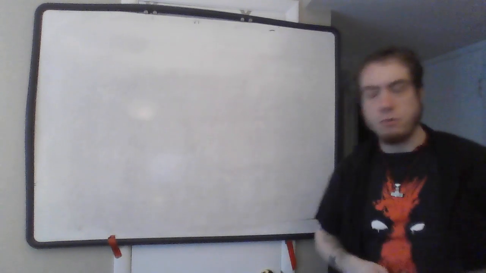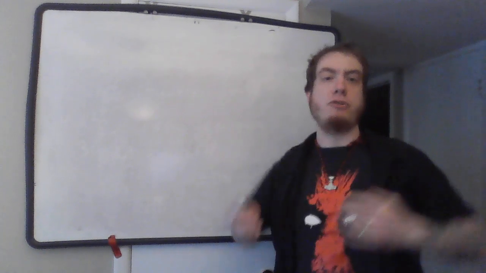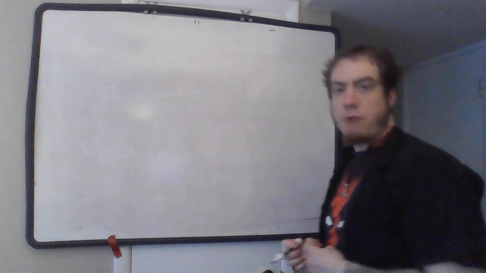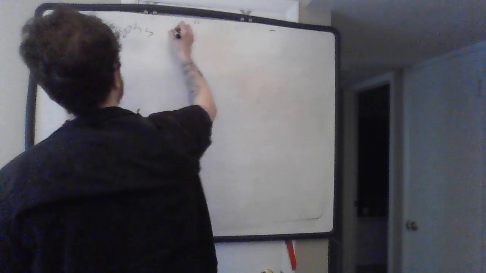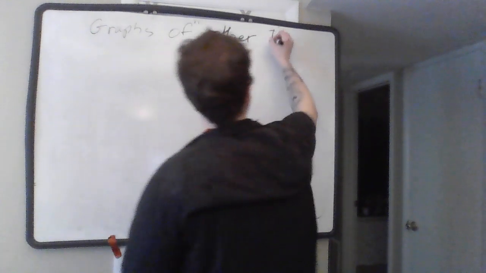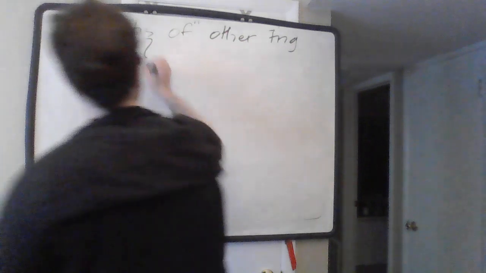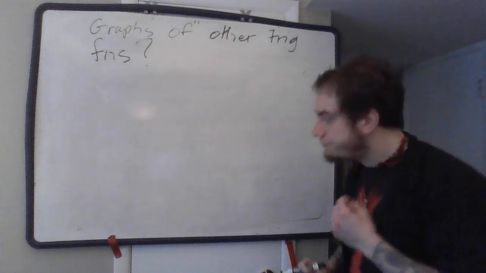We talked about how you can graph sines and cosines and how we can graph transformations of sines and cosines. And now I want to talk in this video about how you can go about graphing other trig functions. So what about the graphs of the other trig functions? How could you go about making those graphs?